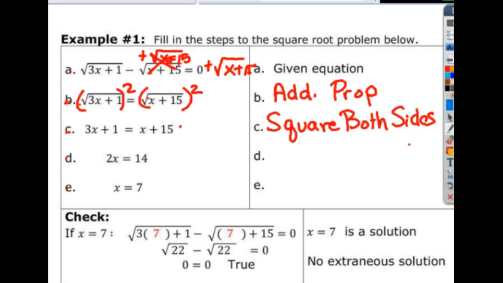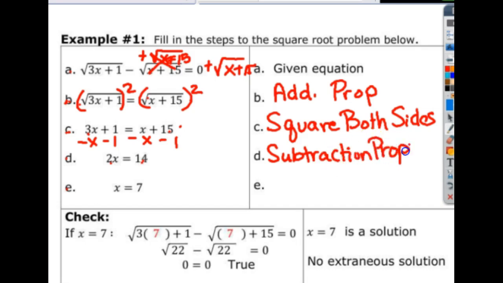So what happened to the x to go from a 3x to a 2x? What happened to the 14 to go from a 15 to a 14? And so that is actually called the subtraction property of equality. It's called the property of equality because we did it on both sides of the equal sign. We did the subtraction, and so that's going to cancel out, and that's going to cancel out.